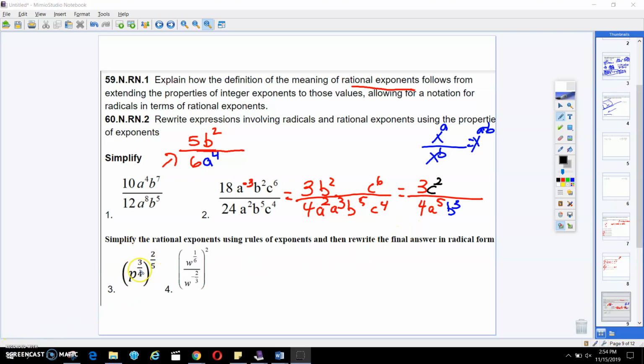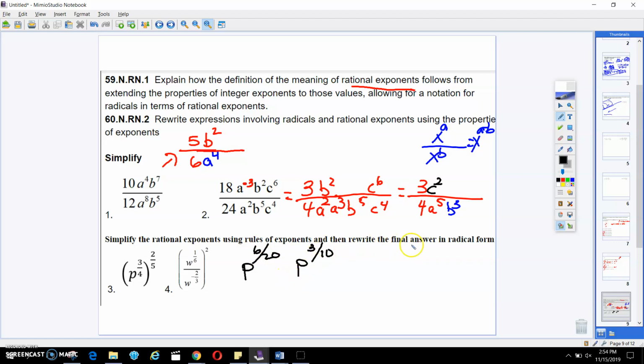So now what we're going to do for number 3 is we're going to multiply those exponents. So 3 times 2 is going to give us 6. So it's going to be p to the 6th over 4 times 5, which is going to give us 20, right? Okay, so then we're going to simplify this exponent because nobody likes big fractions. So 6 divided by 2 gives us 3. And 20 divided by 2 is going to give us 10. The reason why I'm dividing by 2 is because that's the greatest common factor of 6 and 20.